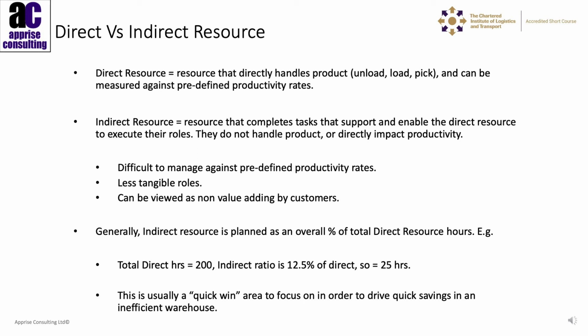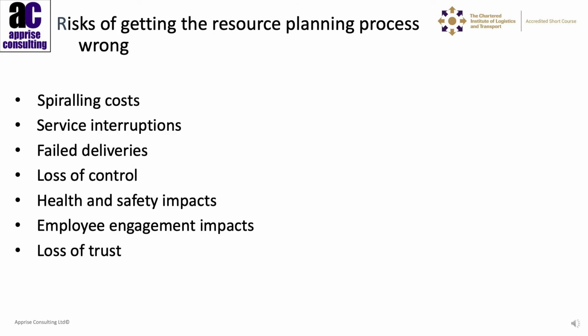So we need to decide what kind of percentage we add to our total hours to cover this indirect resource. So in this example, our total direct hours are 200, and we've gone for a 12.5% indirect ratio, giving us an additional 25 hours. If we're able to reduce this percentage, i.e. reduce the involvement of operatives that aren't directly handling the product, this can be seen as a quick win within the warehouse itself.